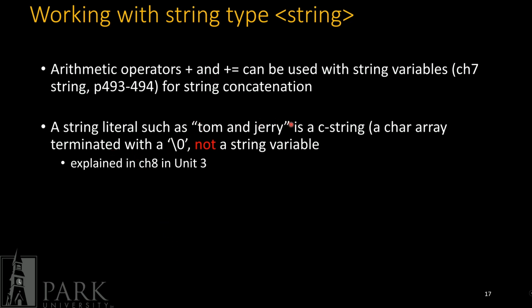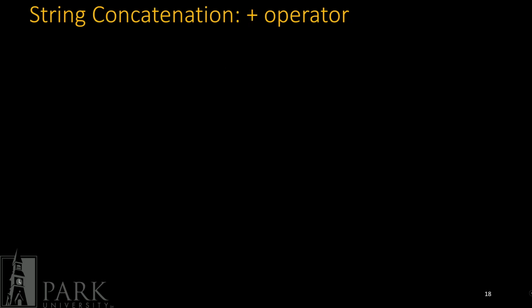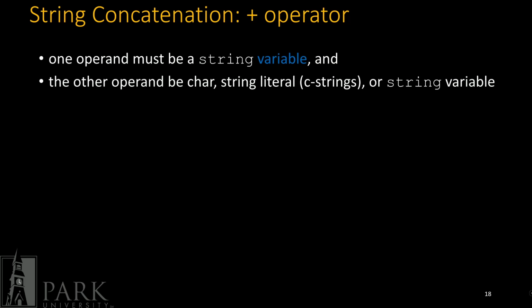Another thing to keep in mind is that string literals, such as here you can see we have the string literal Tom and Jerry, is a C string, which is a character array terminated with a null character. Okay, it is not a string variable. A string variable is a specific thing in C++, where a string literal is a C string. Okay, and we'll talk more about this in Unit 3, but I just want to touch on some of this stuff now. When we use the plus operator for string concatenation, one operand must be a string variable. Okay, and the other operand may be a character or a string literal or another string variable.